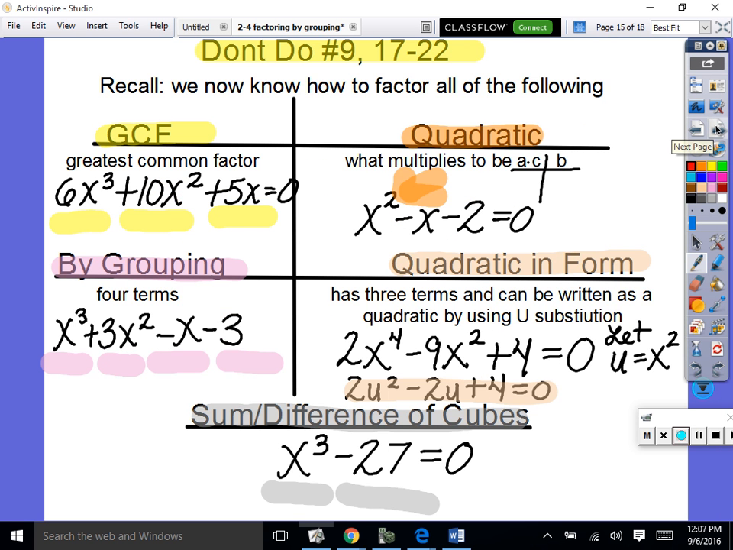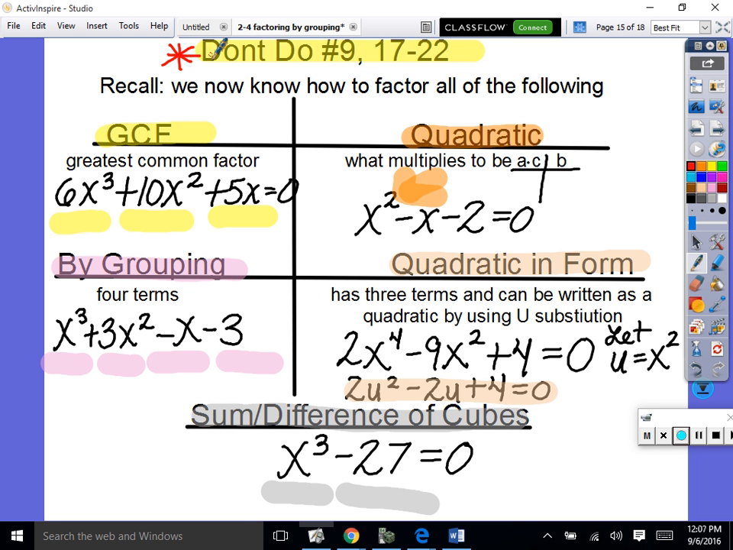Do number 9 and then 17 through 22. This is what you're doing. Oh, sorry, don't do. Sorry, I didn't even read my own handwriting. Do not do 17 through 22. You can put a cross through those. Number 9, we didn't do on the front page. And then 17 through 22 we're not going to do. The rest you will do.